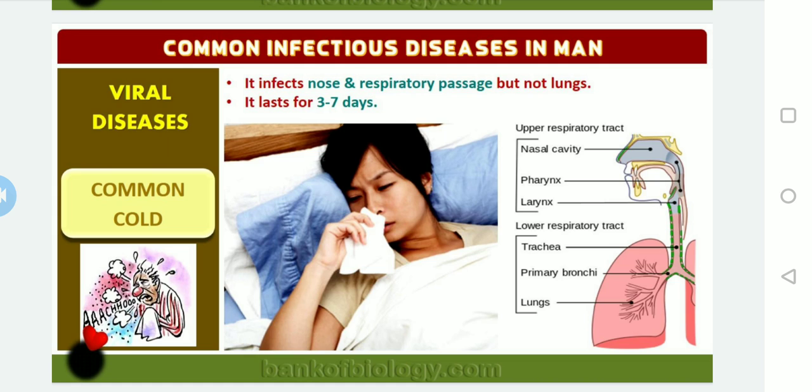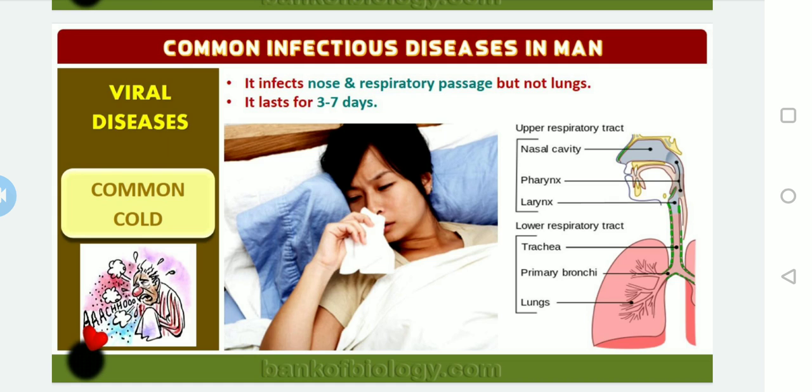The common cold, in medical language, is also known as acute rhinosinusitis. Please note this down because it can be asked in competitive exams also. Generally, it is a viral disease. The name of the pathogen responsible for the common cold is the rhinovirus.